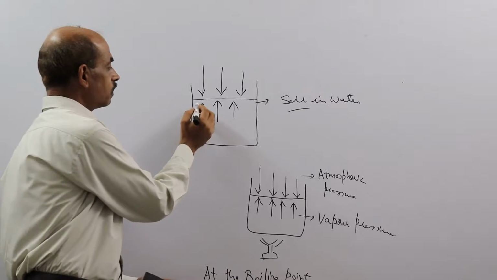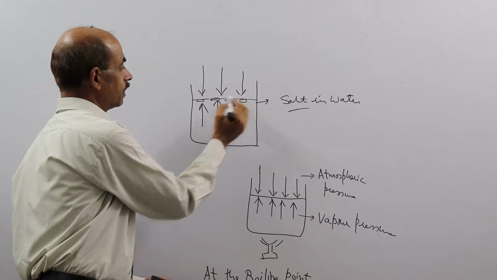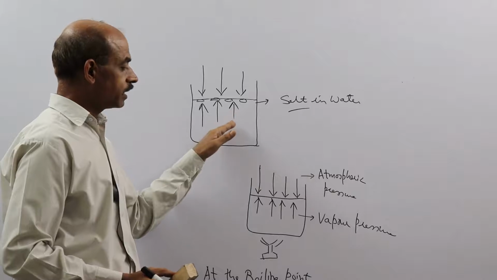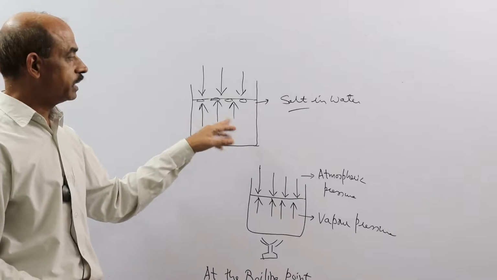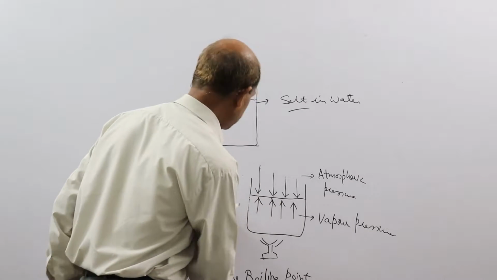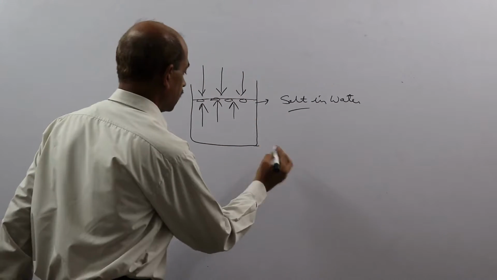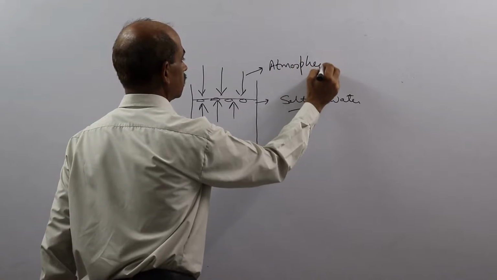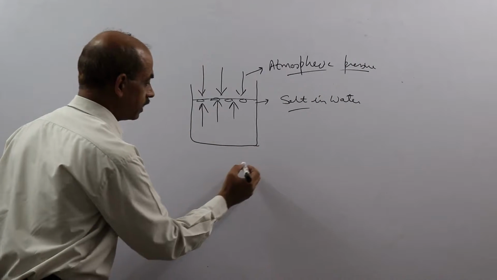But since some surface of the liquid is occupied by the non-volatile solute, the vapors produced by the solution in this case will be slightly less than in case of the pure liquid, lesser than the pure water. And in this case, this is atmospheric pressure, and the vapor pressure will be slightly less.